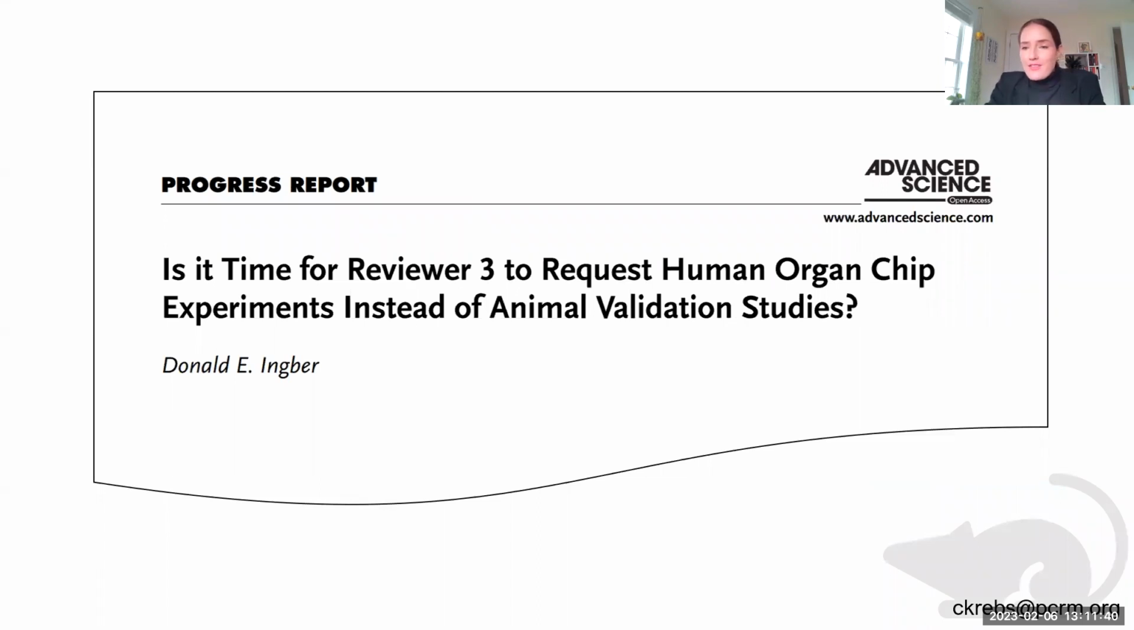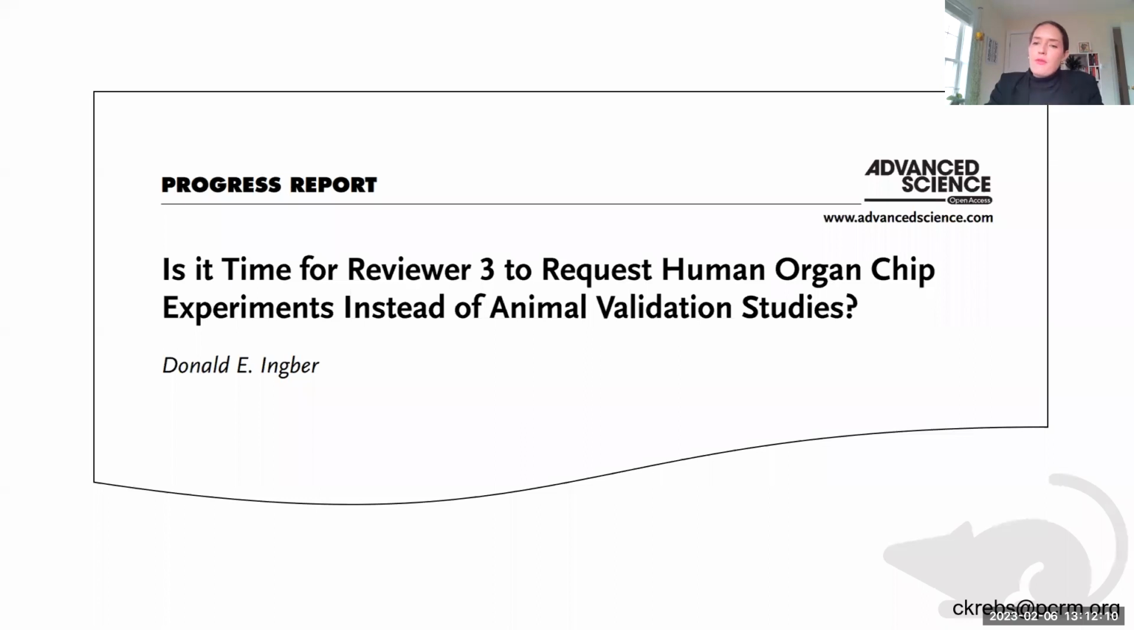Recently, early evidence of this, a newly defined type of publication bias, has emerged. In 2021, Donald Ingber published a paper, "Is it time for reviewer 3 to request human organ chip experiments instead of animal validation studies?" In it, he questions why animal data is still considered the gold standard in human health research. And he presents evidence that organ chips may better suit this purpose.